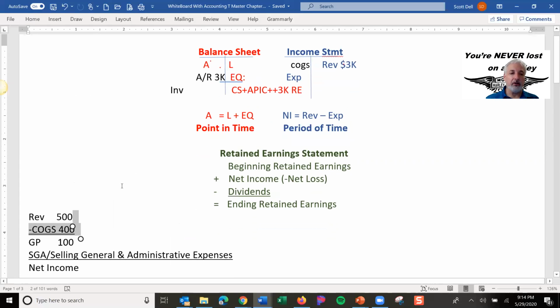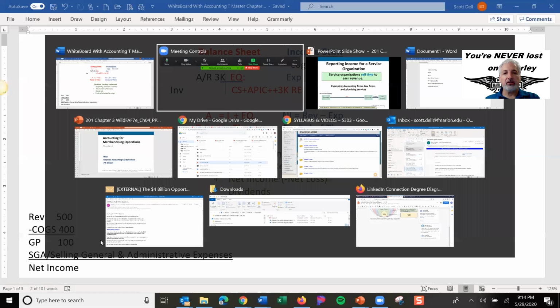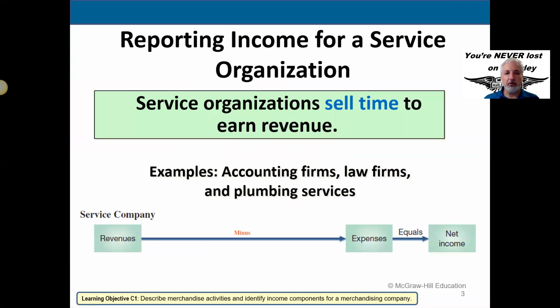We didn't record any other SG&A, selling general administrative expenses, on that, and we have our net income. So our net income increased by $100. Our cash went up 500, and our inventory went down 400. So our assets had a net increase of $100. Okay. So let's take a look at the PowerPoint to go along with this.